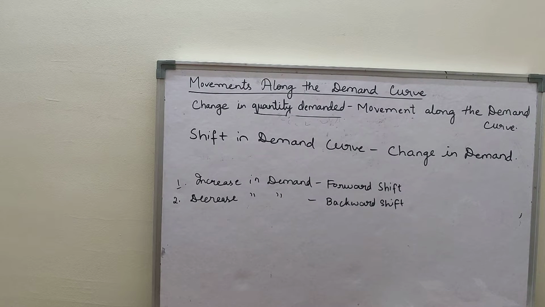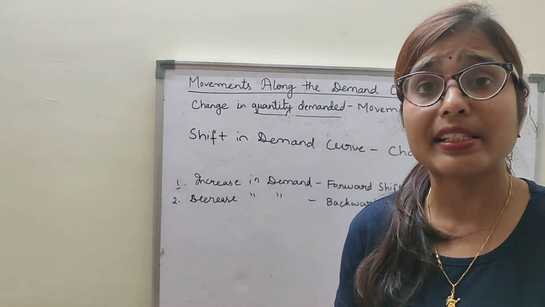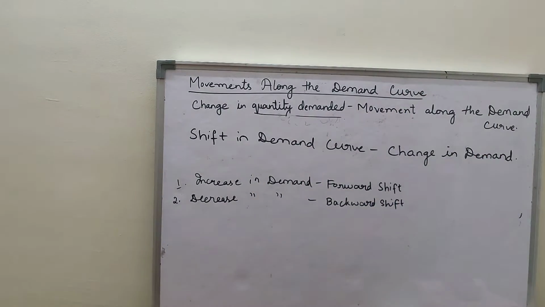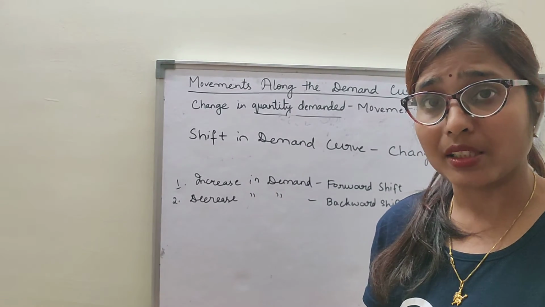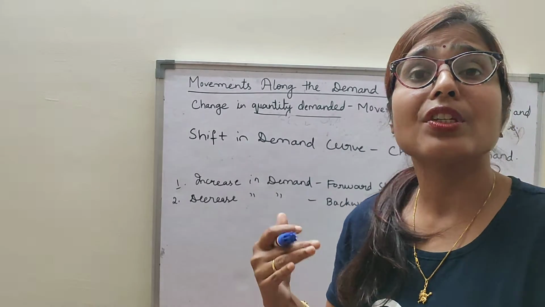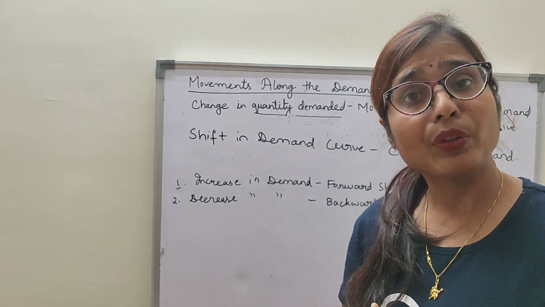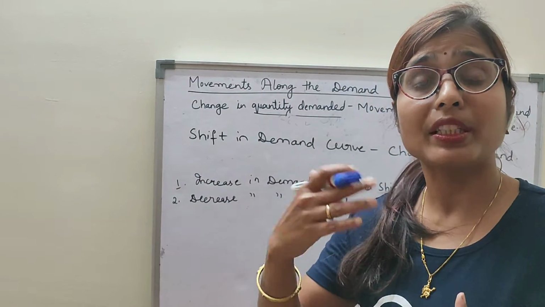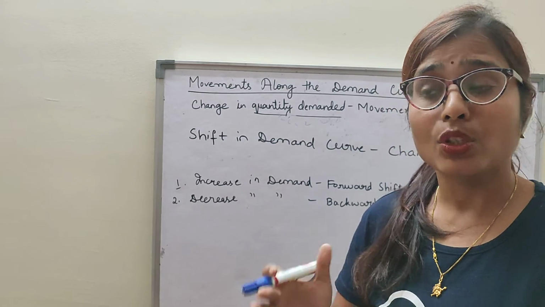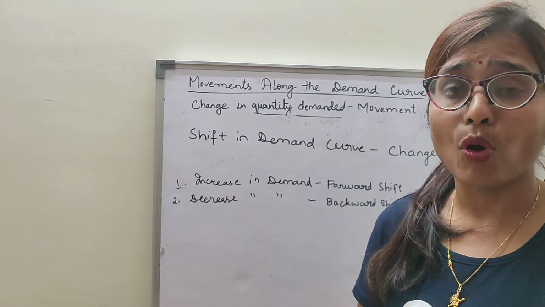Now I am explaining increase in demand, that is the forward shift. Increase in demand refers to a situation where quantity demanded increases even at the same price. In other words, quantity demanded increases due to change in other factors like change in taste in favor of the good, change in income, consumer income rises, change in population, keeping price constant. This is known as the increase in demand, that is the forward shift.